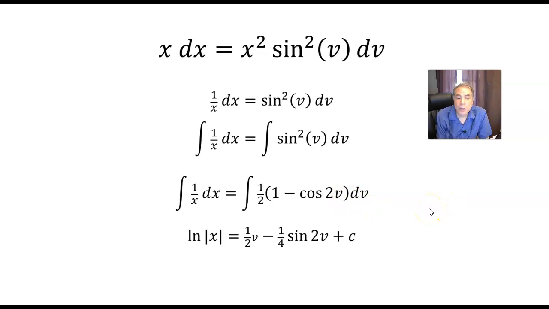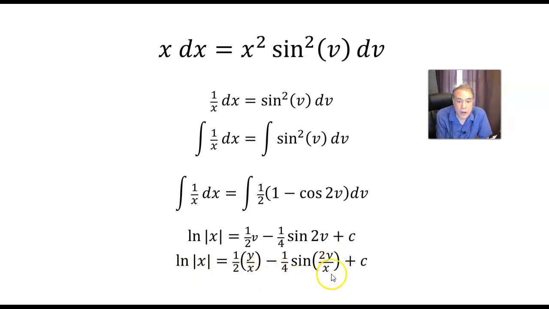Now, don't forget, we're sort of done with the integration part, but we still need to unsubstitute. Remember, the v here and here is really y over x in disguise. So if I rip the disguise off, what we really have is ln of the absolute value of x equals 1/2 times y over x minus 1/4 times the sine of 2y over x plus c.